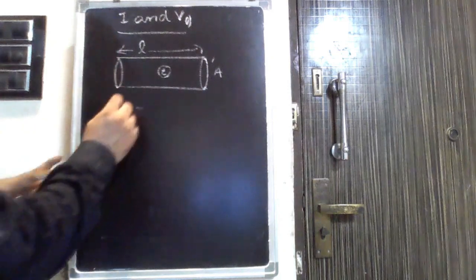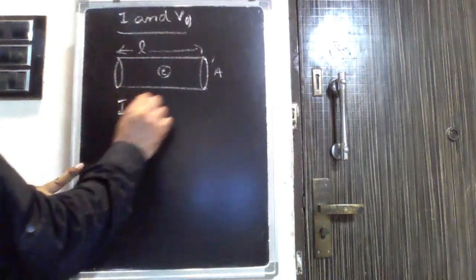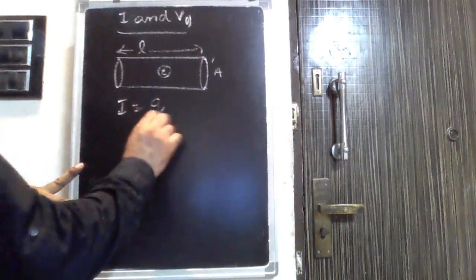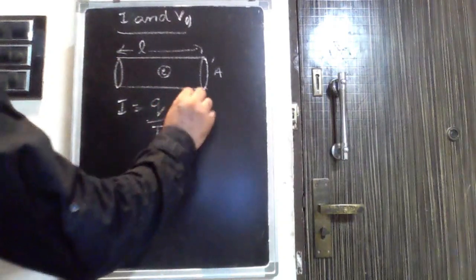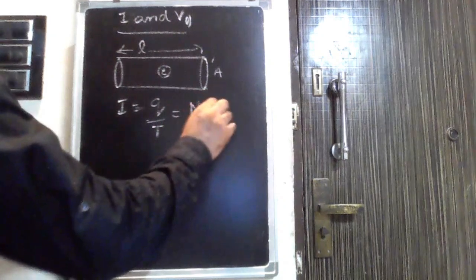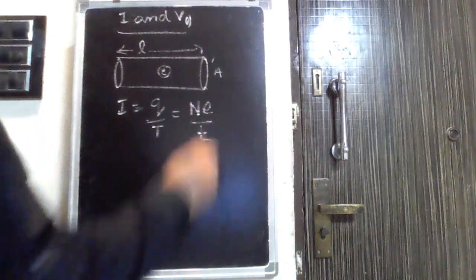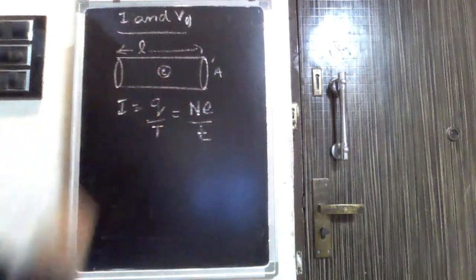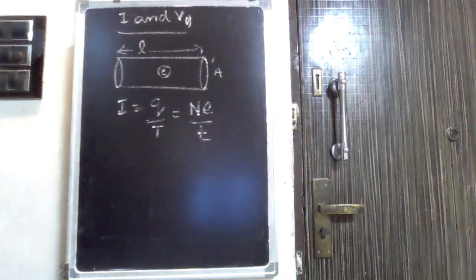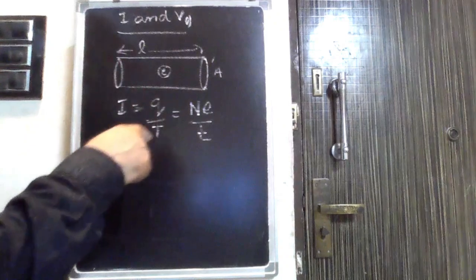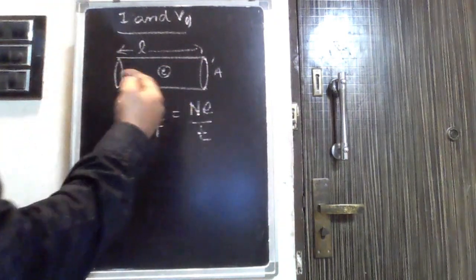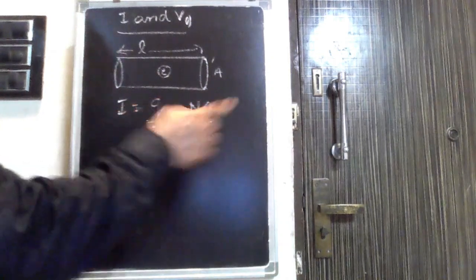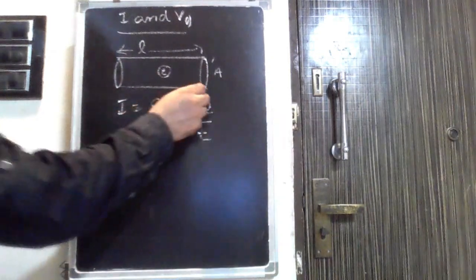So the current we have to find out for this wire will be charge upon time. This is something we know. Charge upon time is current, and charge is Ne, where N is the number of electrons in the wire, so I = Ne/t. Now this N is not a constant because I have a copper wire. Maybe first I'll take a length of 10 meters, then 1 meter, then 5 meters. Depending on my length, the number of electrons is going to be different. So this N cannot be a constant value.